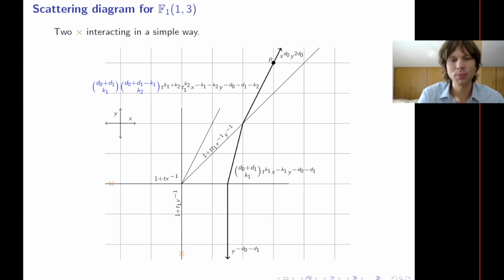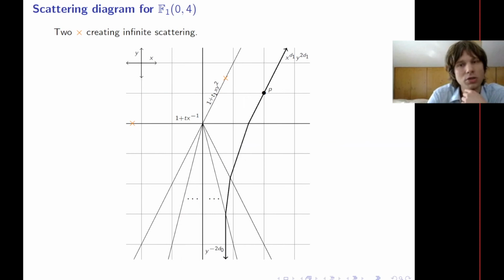So I have some more examples where now we have two walls that interact. The interaction is simple because the determinant of the directing vectors is just one. Nonetheless, you pick up a binomial coefficient, crossing this wall picks up this one, crossing the next wall picks up the next one, and that's our invariant. In this case, it's F_{1,1,3}. You can also have infinite scattering, which is, in this case, F_{1,0,4}.